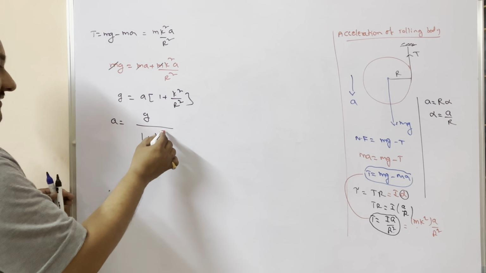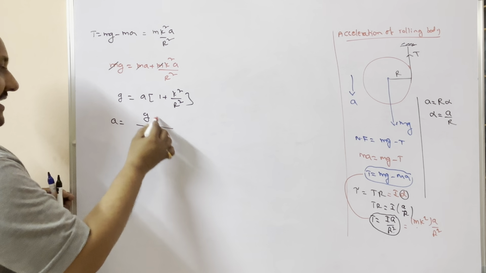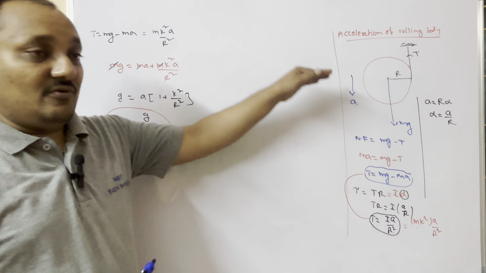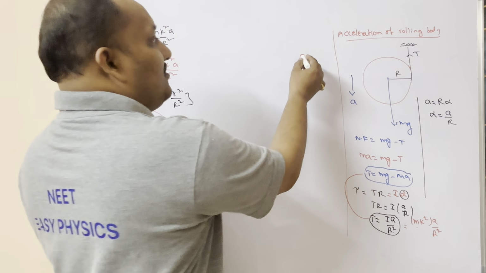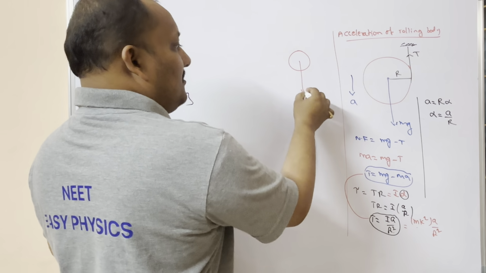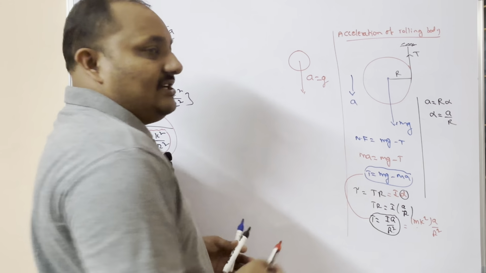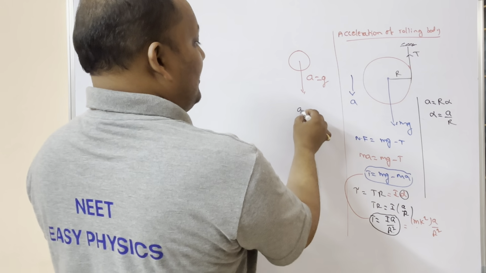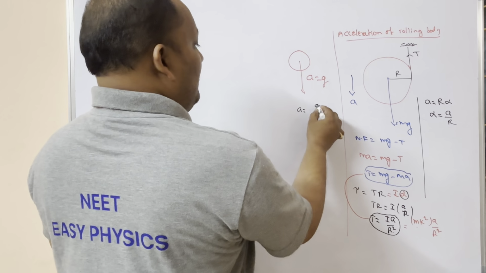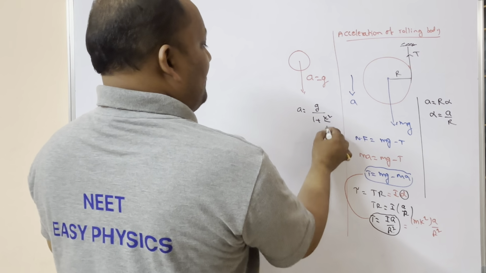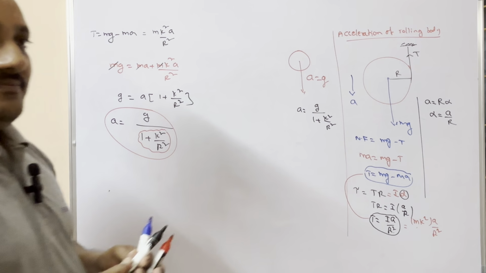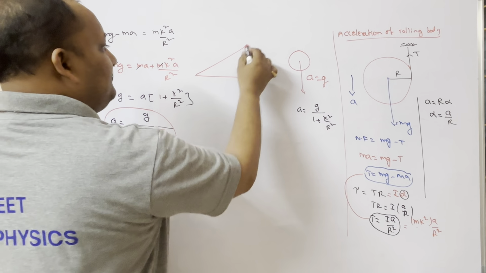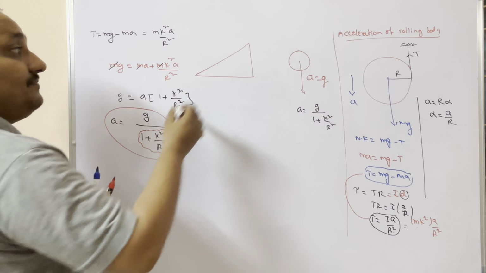Very, very important equation. We got this one so many times. This is the acceleration of the rolling body downwards. If the ring is only moving downwards, at that time acceleration is g. If the ring is rolling and moving downwards, then acceleration is going to be g by 1 plus k square by R square. You got these formulas so many times for linear motion and rolling motion.